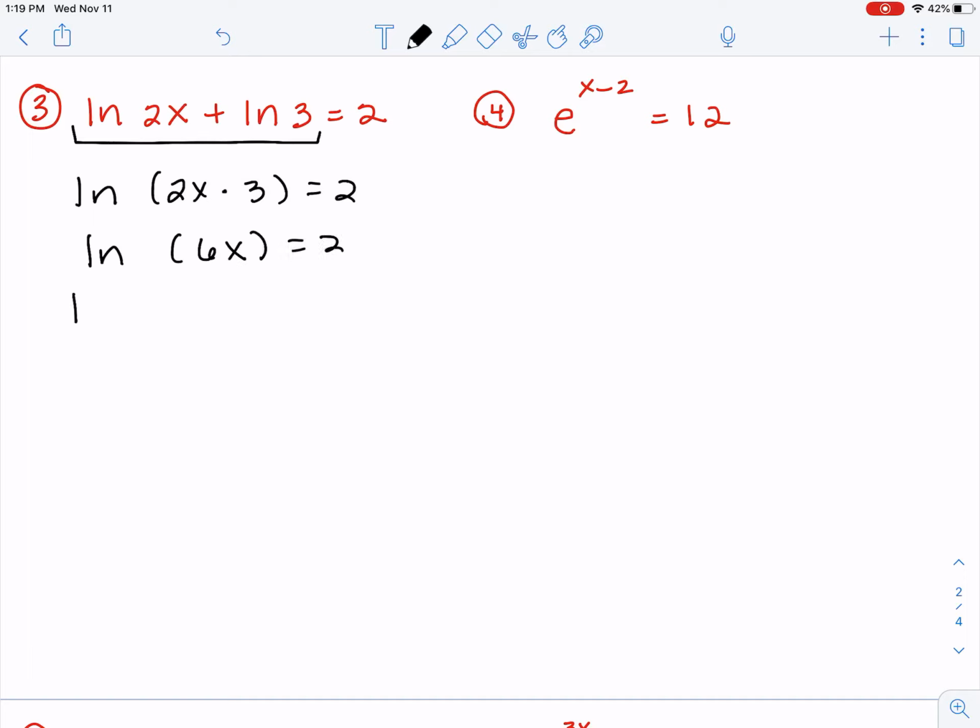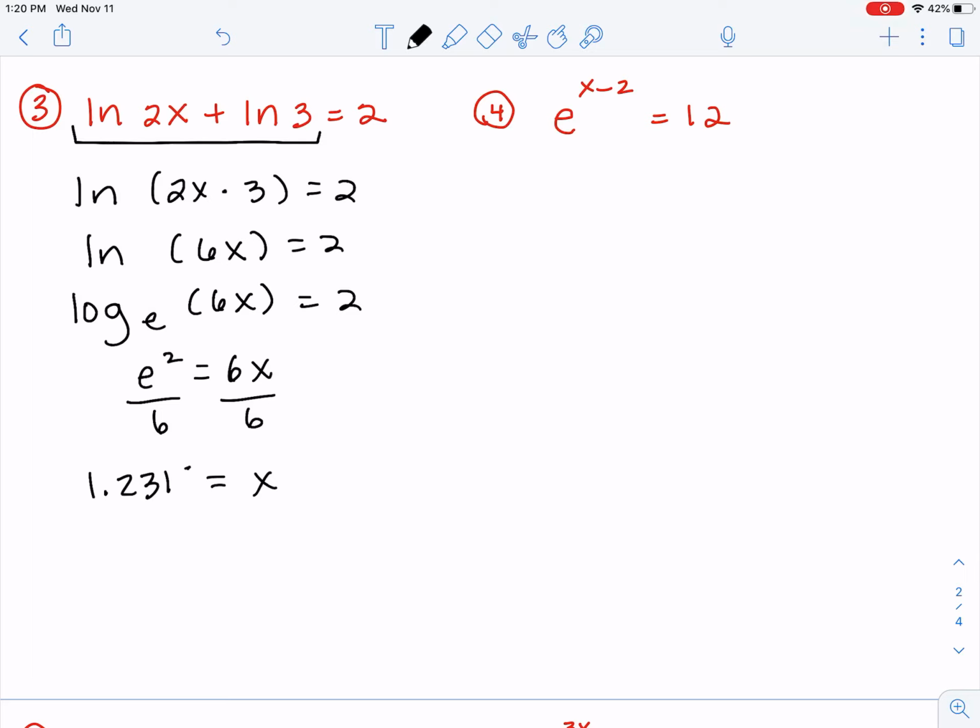Now, a natural log is the same as the log of 6x base e. Now I can go ahead and change it to exponential form. E squared equals 6x. I'm going to divide by 6. And when you take e squared divided by 6, you're going to get 1.2315. Okay? And that would be your solution.